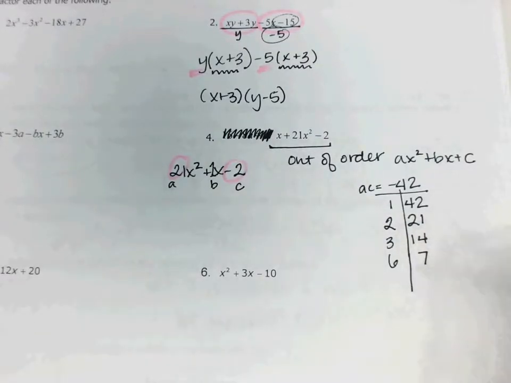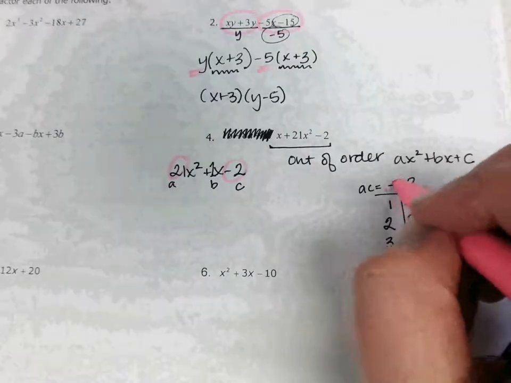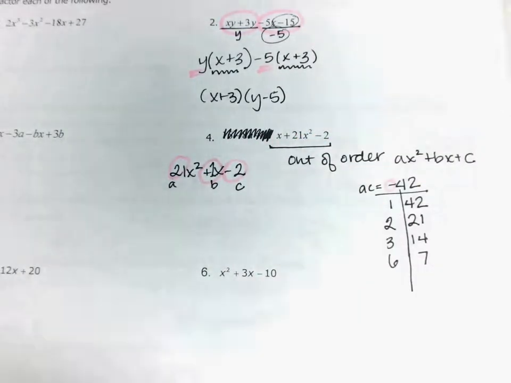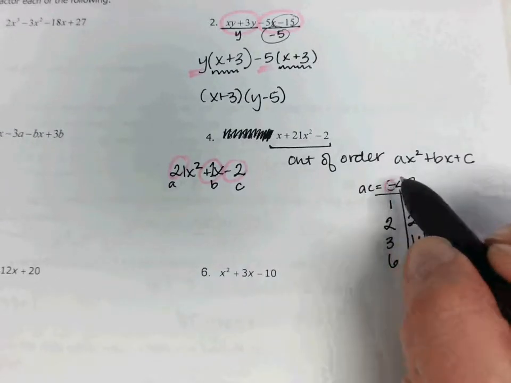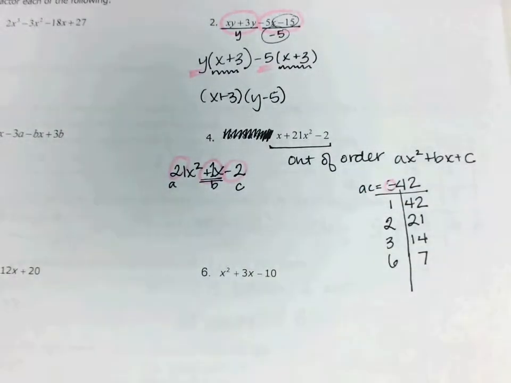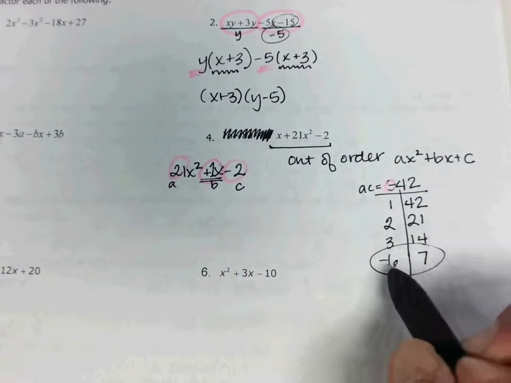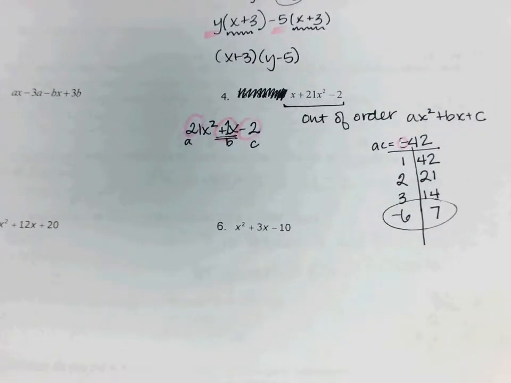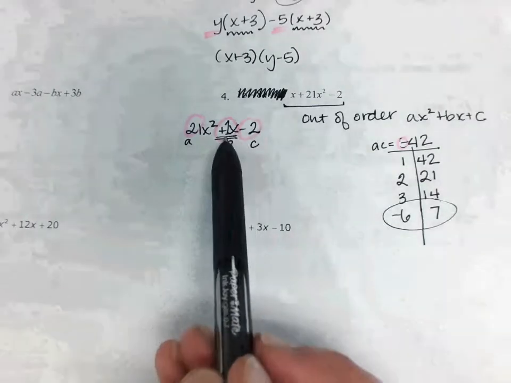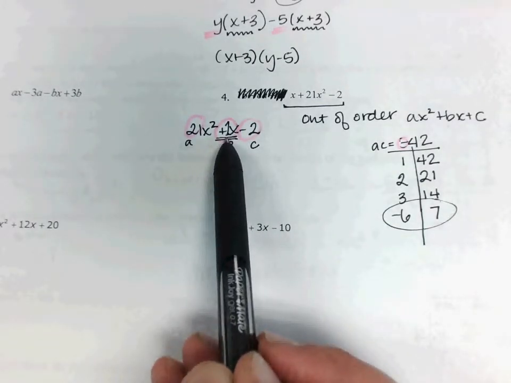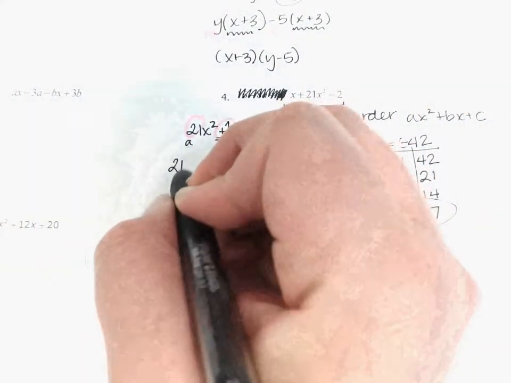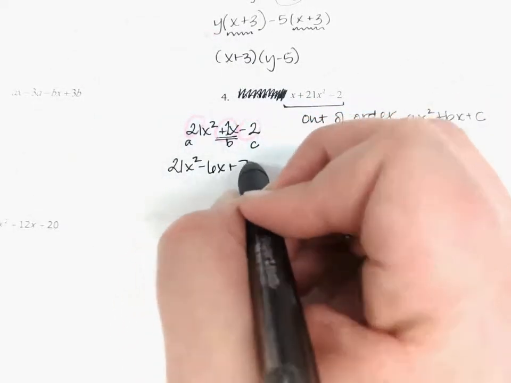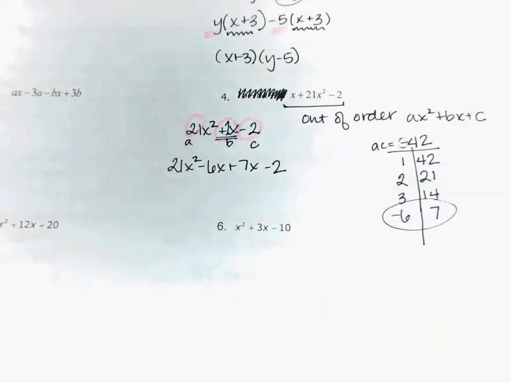Okay, from there, remember, if the top of the chart is a negative number, that means that you're subtracting to get your b. So I want my numbers to subtract to give me a 1 in the middle. Well, then I'm going to use 7 minus 6. Now keep in mind, I can't do 6 minus 7 because that would give me a negative 1 in the middle, and I want a plus 1 here in the middle. So I'm going to have 21x squared minus 6x plus 7x minus 2.